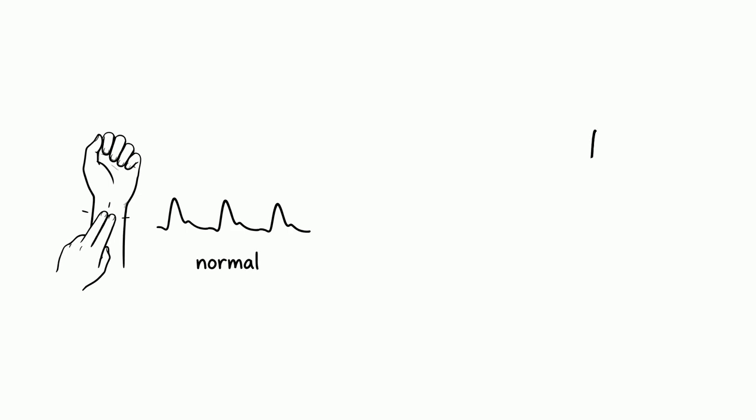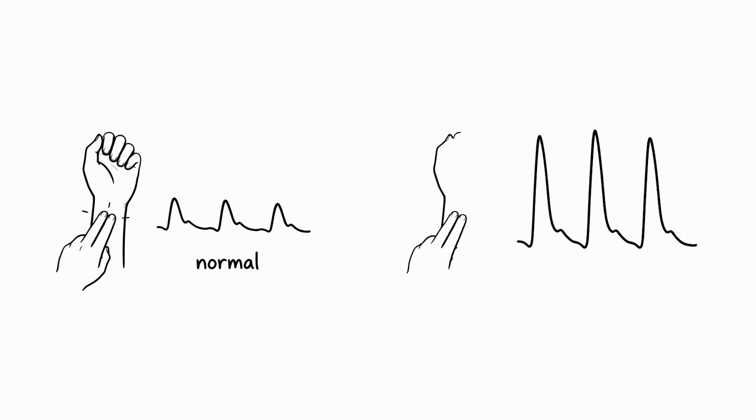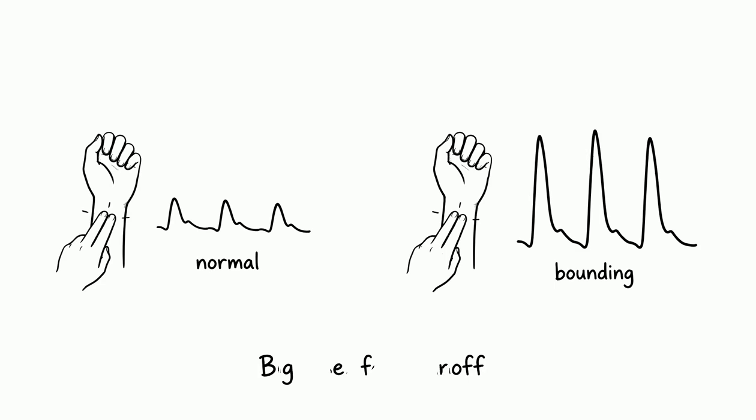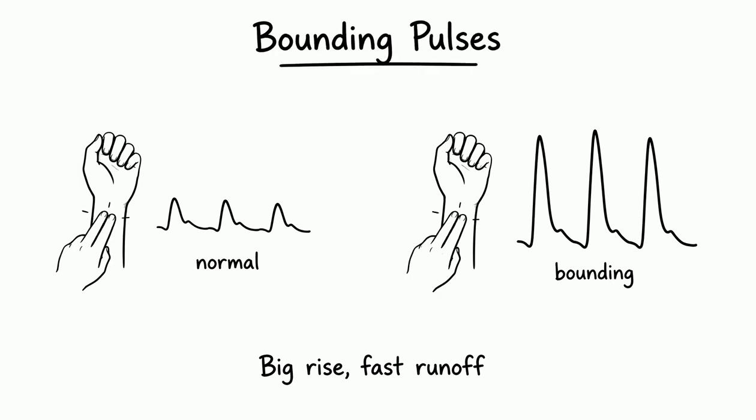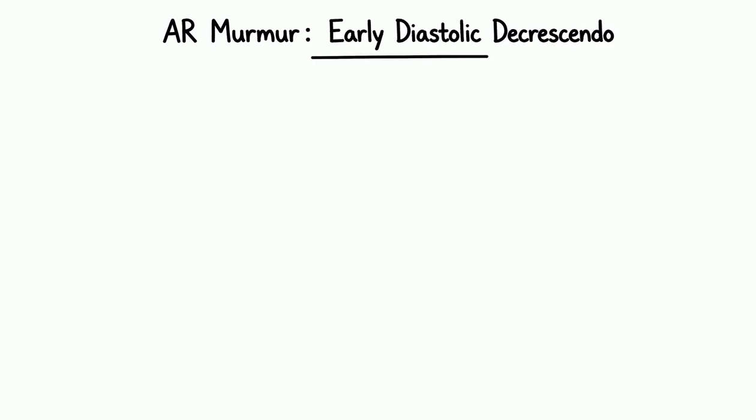The arterial pulse also reflects this widened pressure swing. A normal pulse rises and falls with moderate amplitude. Regurgitation creates a forceful bounding pulse from massive stroke volume. The pulse feels strong because pressure surges then rapidly drains.